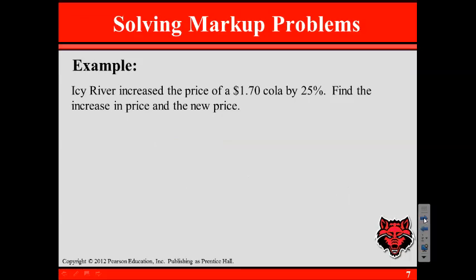Now let's try an example where we will still be using percentage, but we will be using it in terms of a word problem. That will not be exactly a direct translation. Icy River increased the price of a $1.70 cola by 25%. Find the increase in price and the new price. So when we have markup problems or discount problems, this is the way that we can go about solving.